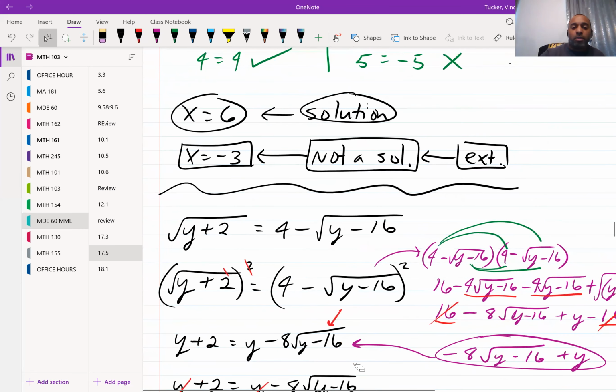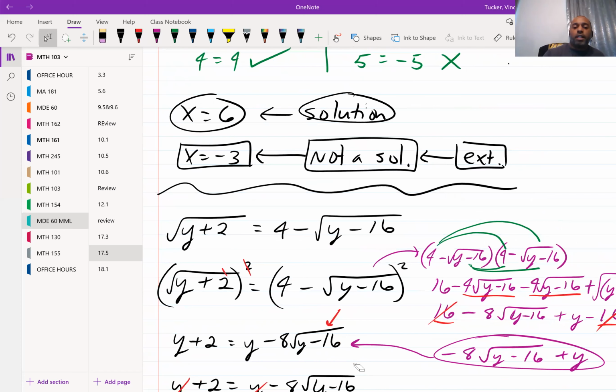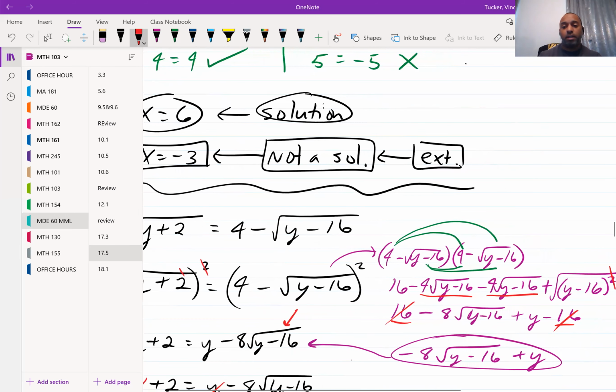I might just have to slide over some. I will in a second. On the right, I have 4 minus the square root of y minus 16, squared. So I have to fold that out just like I would any other expression.